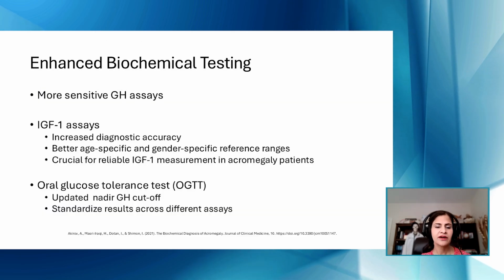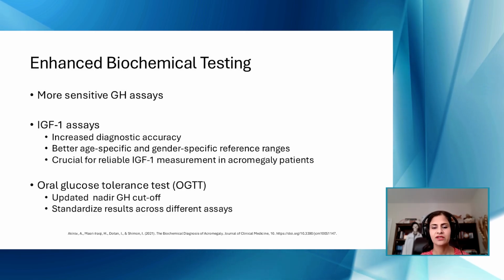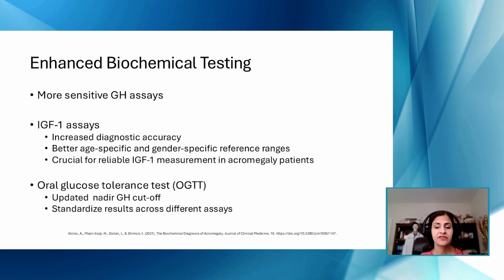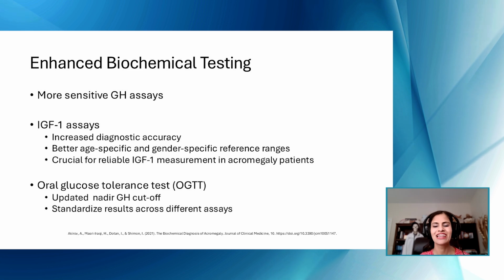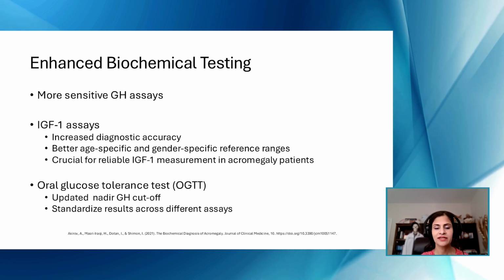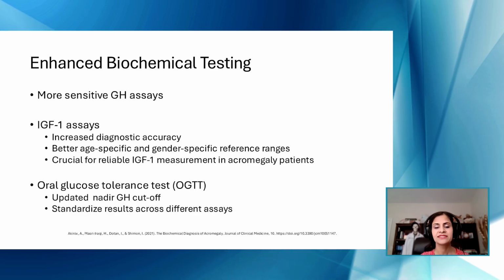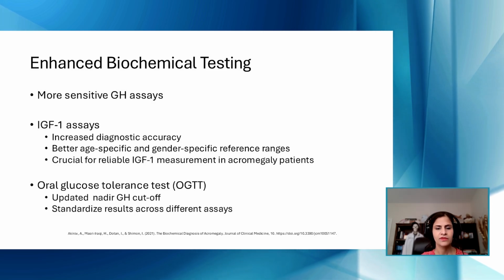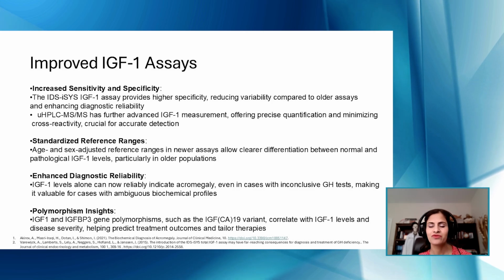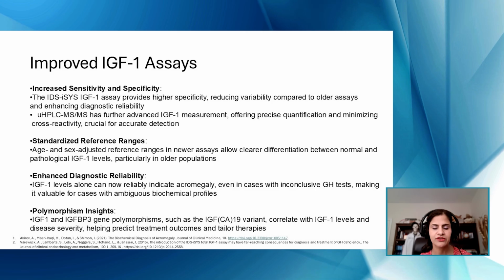So there are more sensitive assays for both IGF-1 and growth hormone, which has increased the diagnostic accuracy. There's better age-specific and gender-specific references, and this is very crucial for us to have reliable IGF-1 measurements in acromegaly patients. And the oral glucose tolerance test, when it's used, there's an updated nadir growth hormone cutoff, which we will talk about, and there's standardization results across these different assays. So we'll go a little bit more into the IGF-1 assays, which is going to be the mainstay of what endocrinologists use for diagnosing acromegaly.